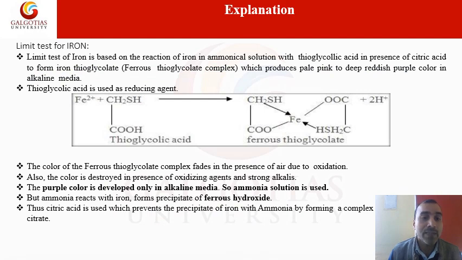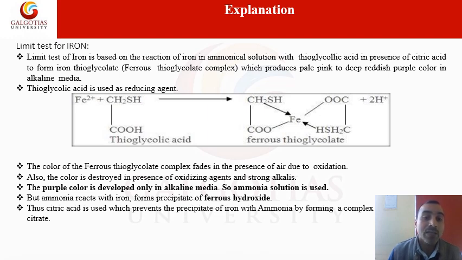Firstly we will see the principle. What is the principle behind the limit test for iron? This limit test is based on the reaction between iron in ammoniacal solution with thioglycolic acid in the presence of citric acid, which forms the ferrous thioglycolate complex, producing a pale pink to deep reddish purple color. That will be in alkaline media only. The color exists only in alkaline media, otherwise it will oxidize immediately.